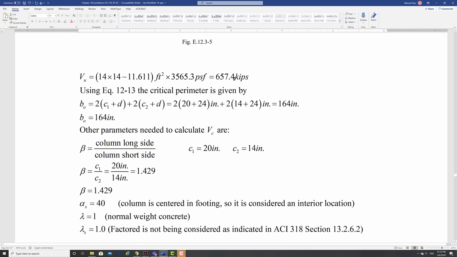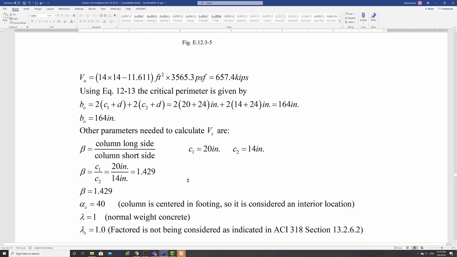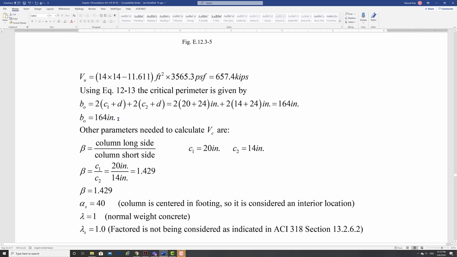So that gives me that number. Then I'm going to find my perimeter, right? So for my perimeter, again, you are going to add this plus that plus that plus that. So you're adding that, and that gives me my perimeter. I'm going to find my beta, so you got a rectangular column. I don't know why you do a rectangular column, right? It's just more work. So you have a beta now of 1.42.